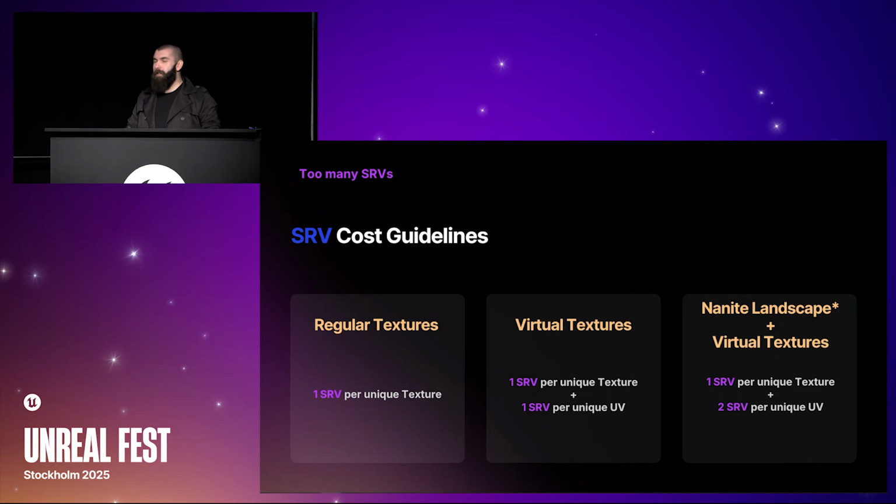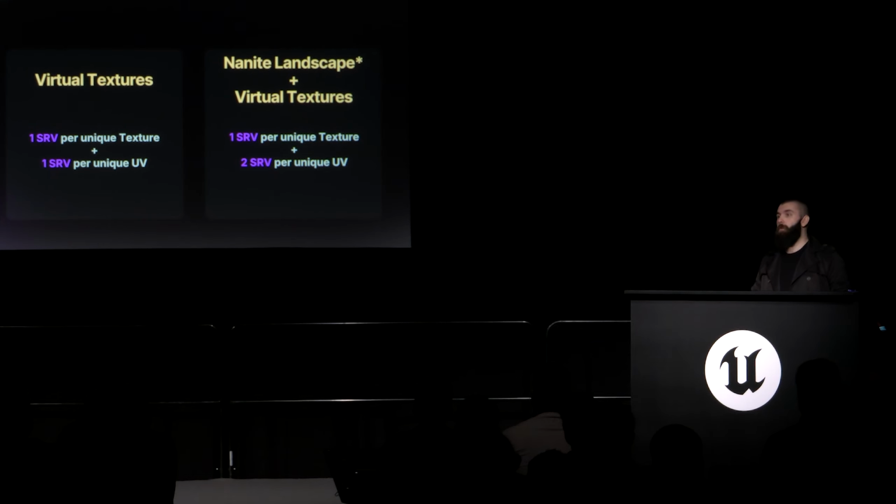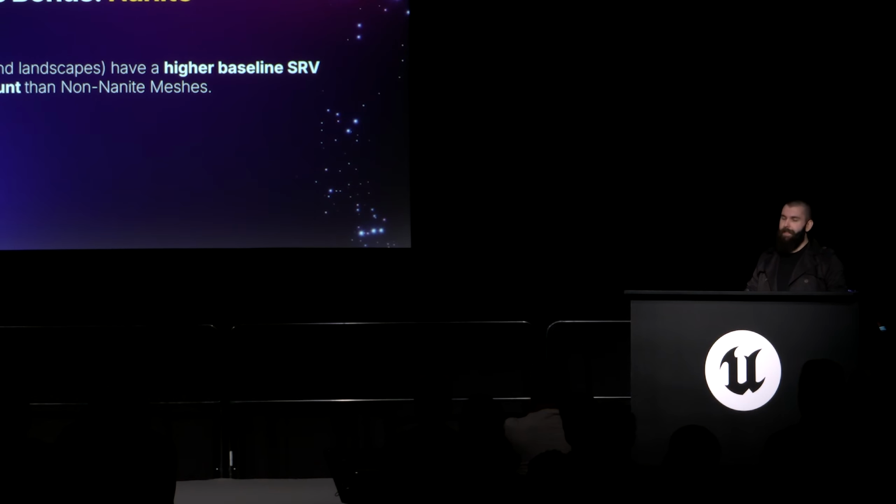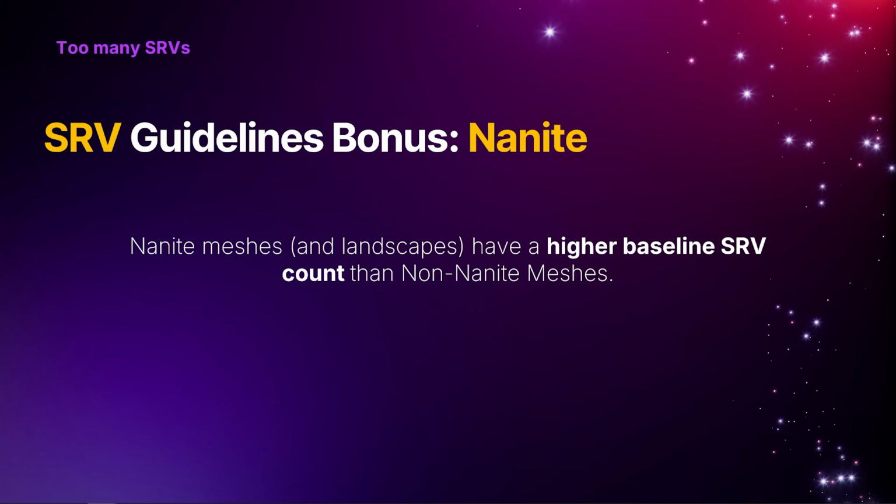Now, why this happens, I'm not sure. Maybe I don't have that deep of a graphical programming knowledge, but this is just something that I noticed happens. So you also have to take that into account if you have very layered materials. Another bonus guideline that I want to note is that nanite meshes themselves create a higher baseline SRV count than non-nanite meshes for various reasons. And specifically, in my research, I found that they create 5 more SRVs as a baseline itself.